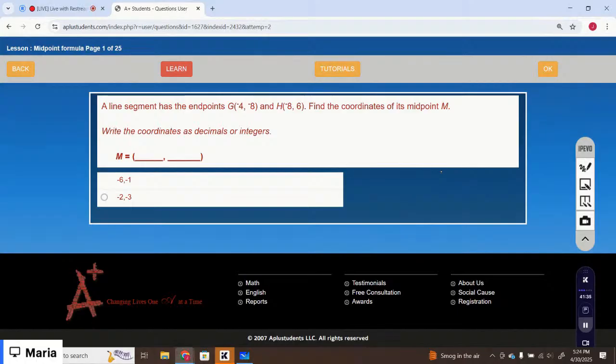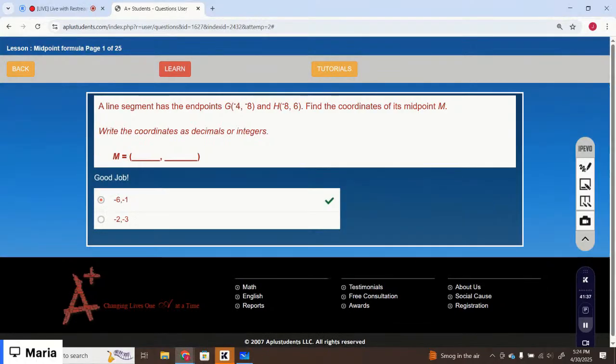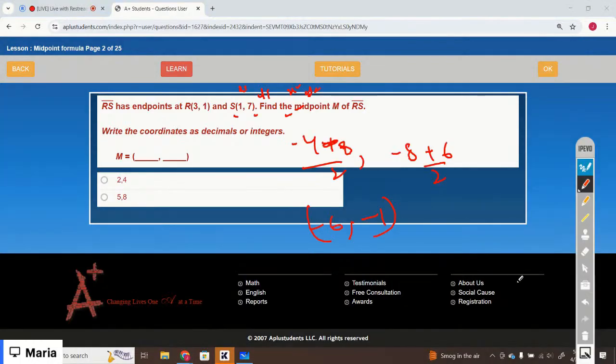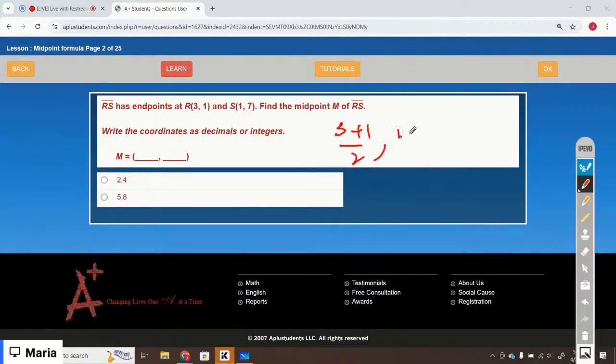Option number one is the correct option, that is negative 6 and negative 1. RS has endpoints 3, 1, and 1, 7. Find the midpoint M of RS. So the midpoint formula is M = (x1 plus x2 over 2, y1 plus y2 over 2). So that is 2 and 4. Option number 1 is the correct option.